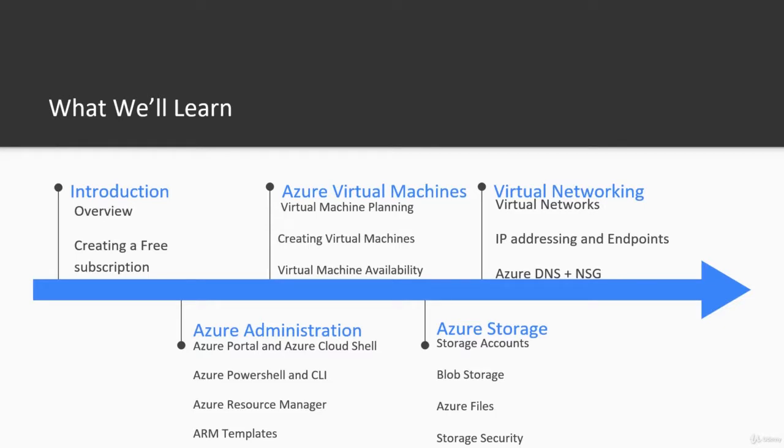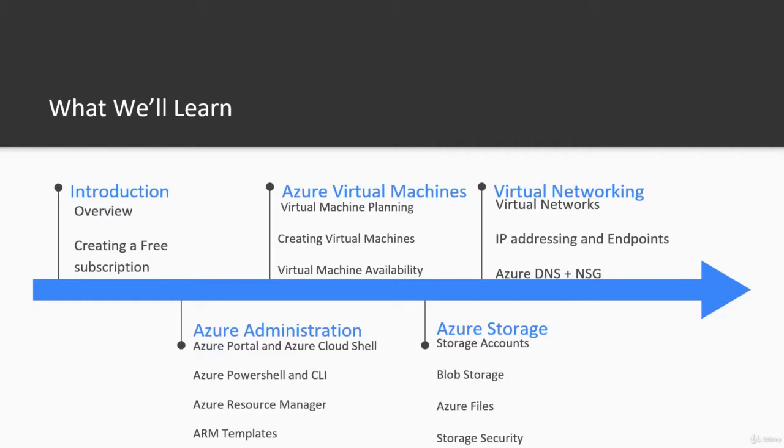Now, the actual section 1 of the course is Azure Administration, and we'll start from there. In this section, we'll cover Azure Portal and Cloud Shell, Azure PowerShell and CLI, Azure Resource Manager, and ARM templates. Going on, we'll go to the next section where we'll discuss Azure virtual machines. We'll talk about stuff like virtual machine planning, creating virtual machines, virtual machine availability, and so on.